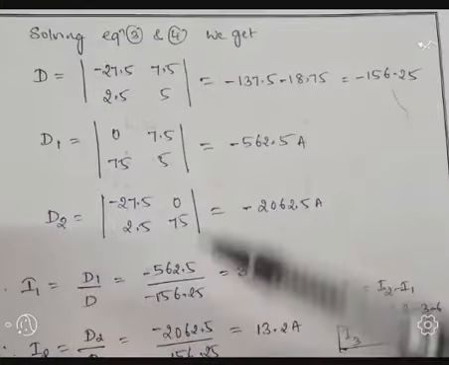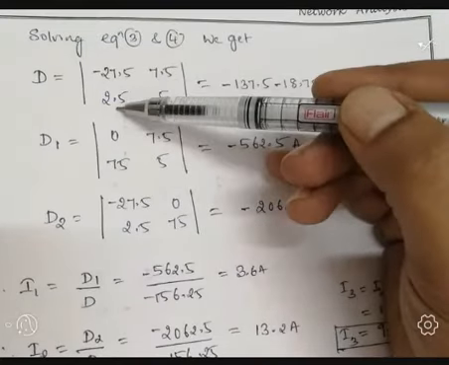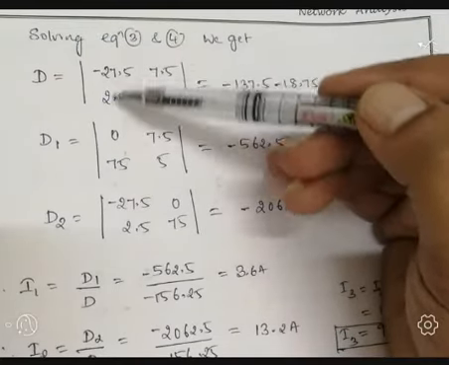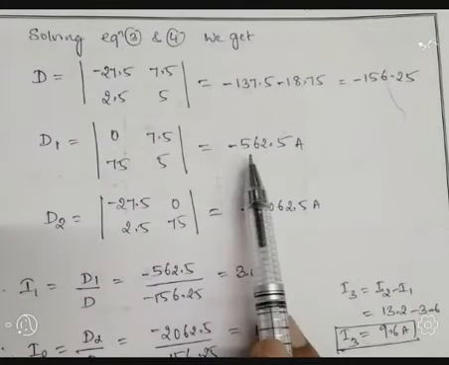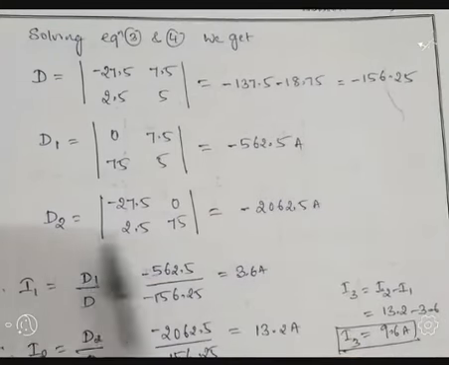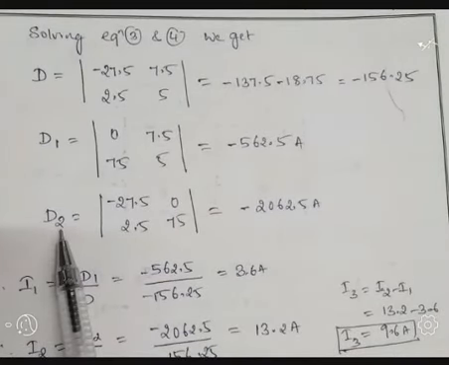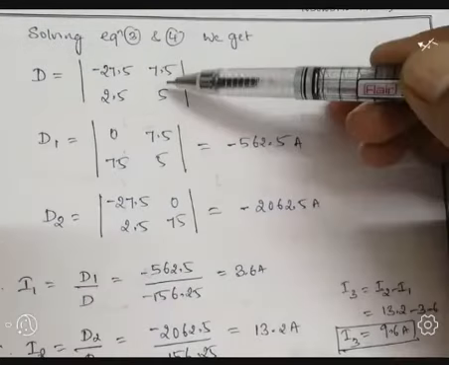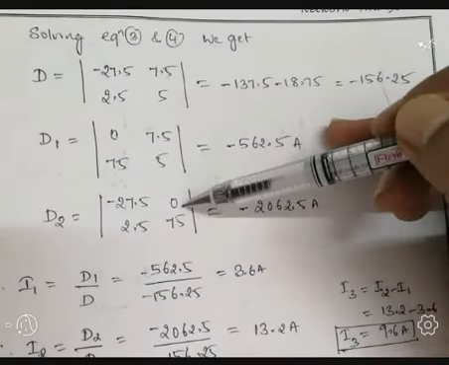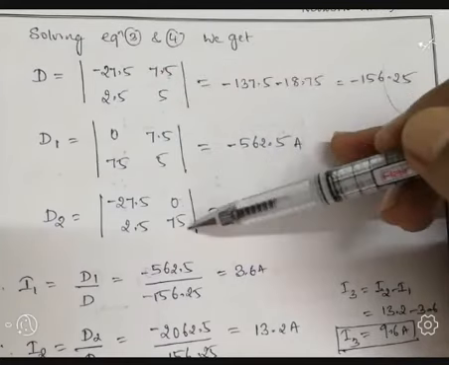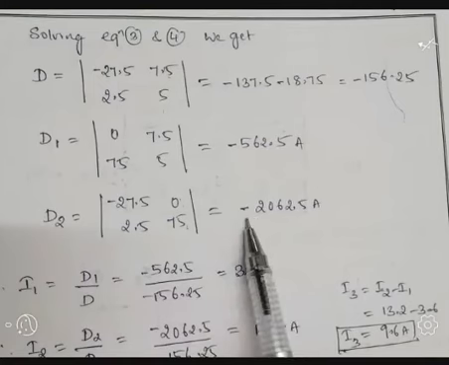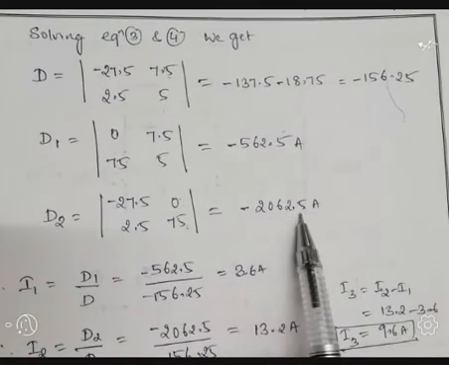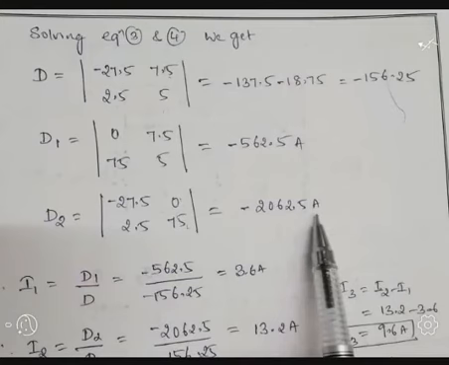How to find D1? In order to calculate D1, the first column elements are replaced by the constant terms. So the first column is replaced by the constant 0.75. Find the determinant, that is minus 562.5 amperes. Similarly, the second determinant D2, we calculate by replacing the second column elements by the constant values. So these two values are replaced by 0.75, and after simplification we get D2 as minus 2062.5 amperes. So we calculated D1, D2.